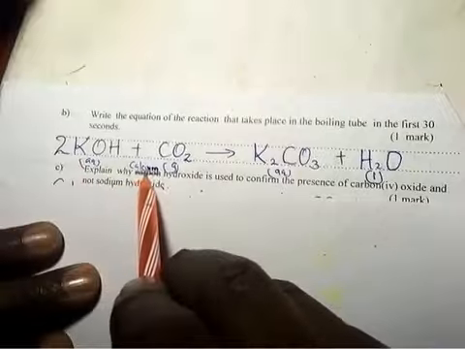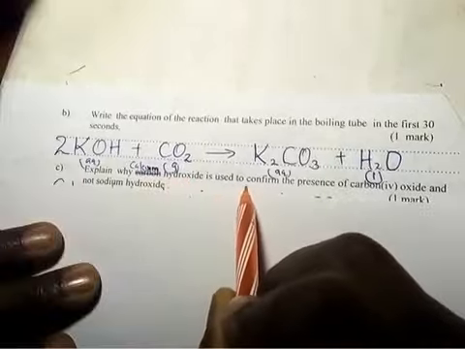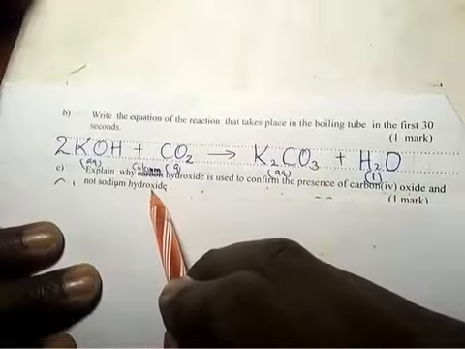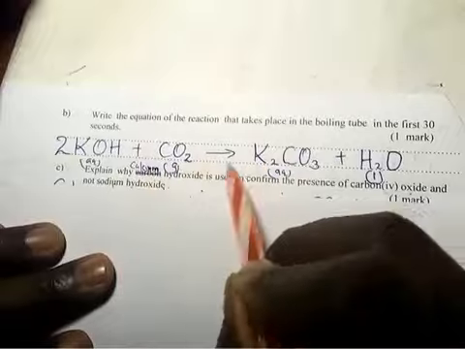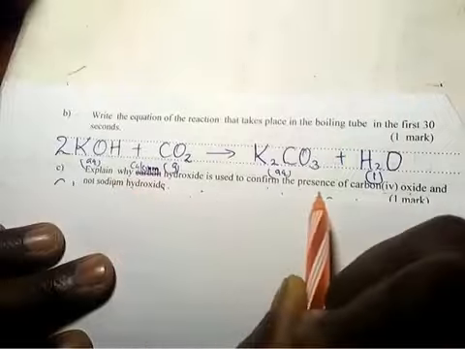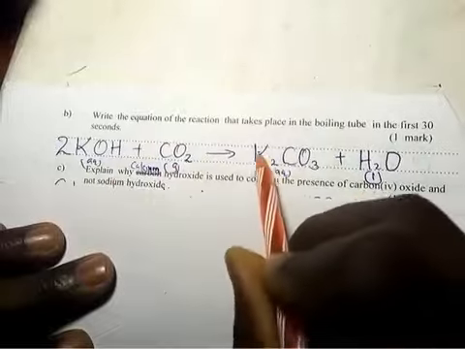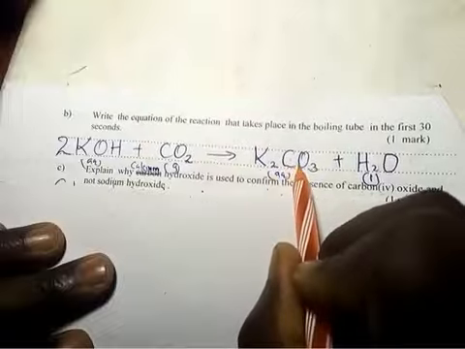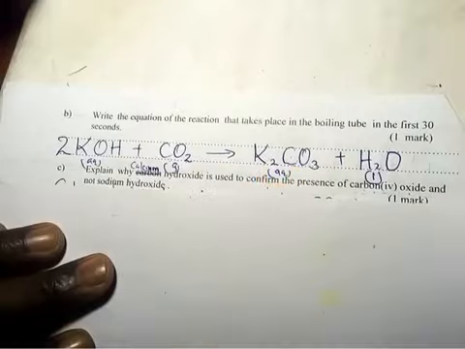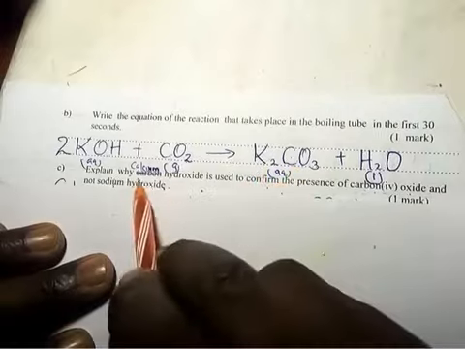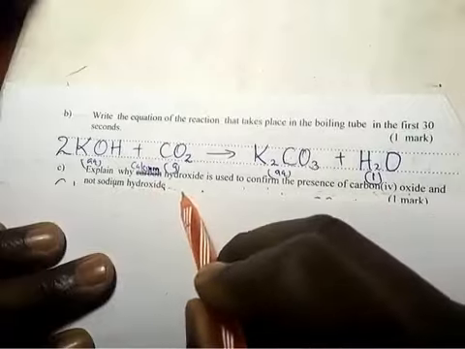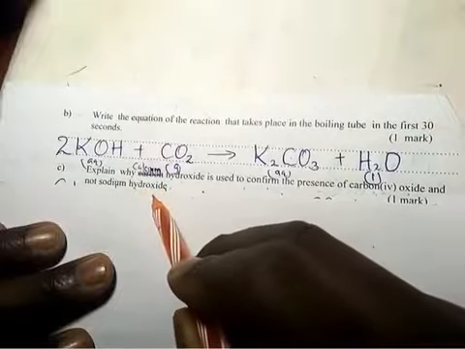Explain why calcium hydroxide is used to confirm the presence of carbon 4 oxide and not sodium hydroxide. Sodium hydroxide or potassium hydroxide cannot be used to test for carbon 4 oxide. The reason is that the carbonates formed, sodium carbonate and potassium carbonate, are soluble. They are colorless solutions, so they will not form a white precipitate. But calcium hydroxide will form a white precipitate with carbon 4 oxide. Therefore, you would see that when carbon 4 oxide was bubbled through here, you would now be able to know.